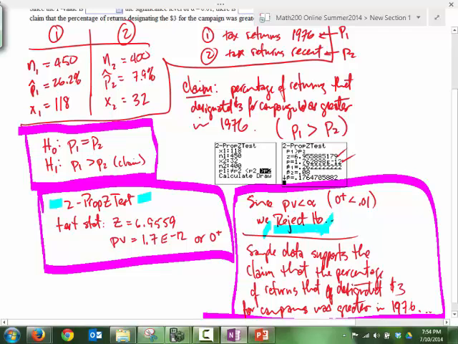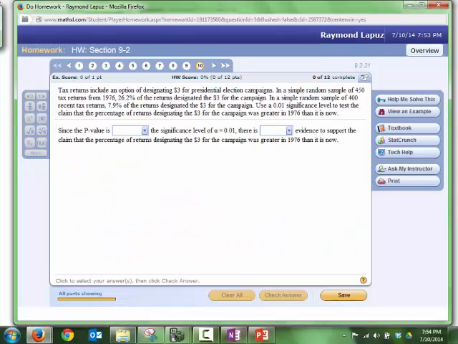All right, so let's see. We rejected, we supported the claim. Let's see if we can answer the question. And then I want to go back to the same problem and do another part that's not in this particular homework problem, but I want to do a confidence interval also. So, tax returns: since the p-value was close to 0, it's less than the significance level. So there is sufficient evidence to support the claim.